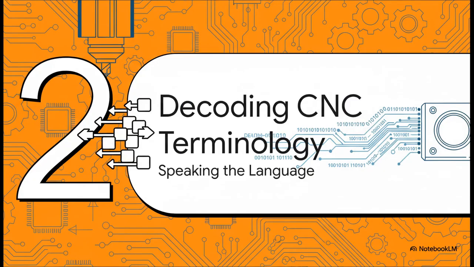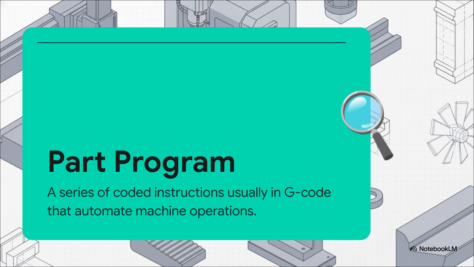Section 2, Decoding CNC Terminology. We've got to speak the language of the machines. Every single great part we manufacture starts with a part program. Think of this as your master script. It's a series of highly specific coded instructions that the machine reads to actually do its job. Because let's be real, the machine doesn't have a brain of its own to decide how deep to cut or how fast to spin. It relies 100% on this part program to tell it every single micro movement it needs to make.